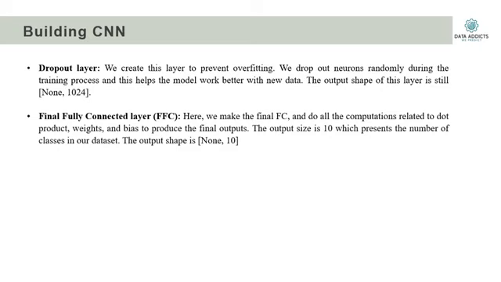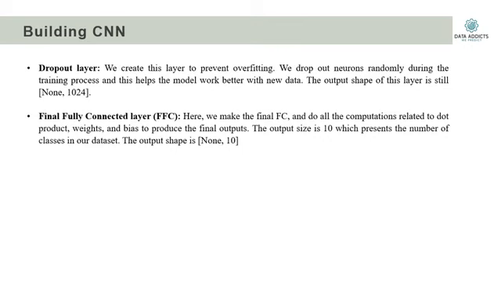Then we are going to the final layer, the final fully connected layer, FFC. Here we make the final fully connected layer and do all the computations related to dot product, weights, and biases to produce the final outputs. The output size is 10, which represents the number of classes in our dataset. So the output shape is going to be None, comma, 10 between brackets.